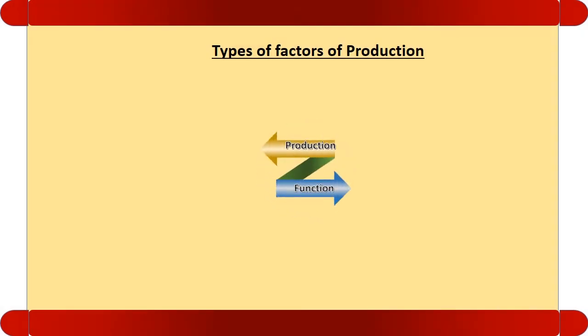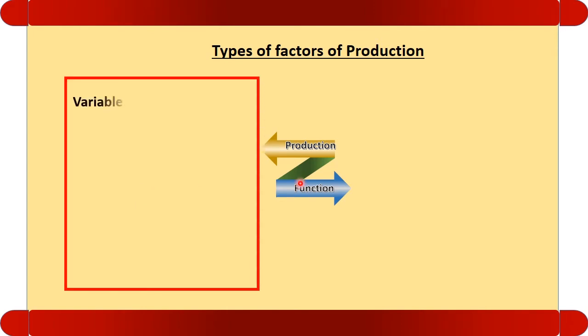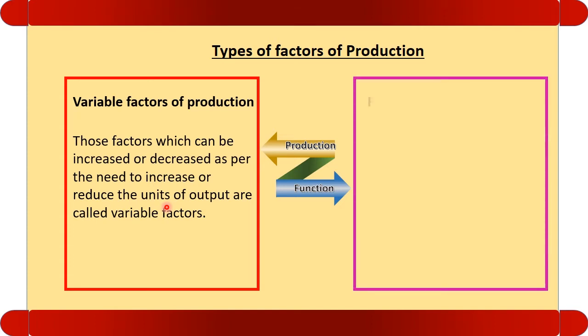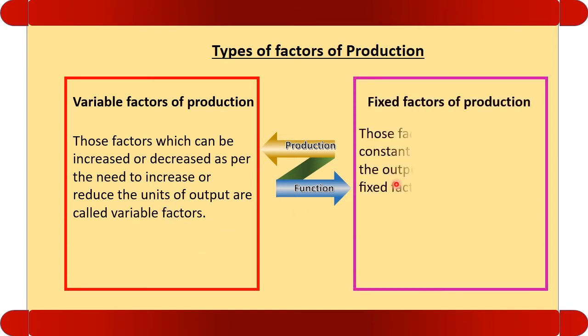Let us see the types of the factors of production. If we have to categorize the factors of production, we can categorize them into 2 parts. One is variable factors of production. These are those factors of production which increase or decrease with the change in the unit of output. Examples are raw material, temporary labor, etc. The second type is fixed factors of production.